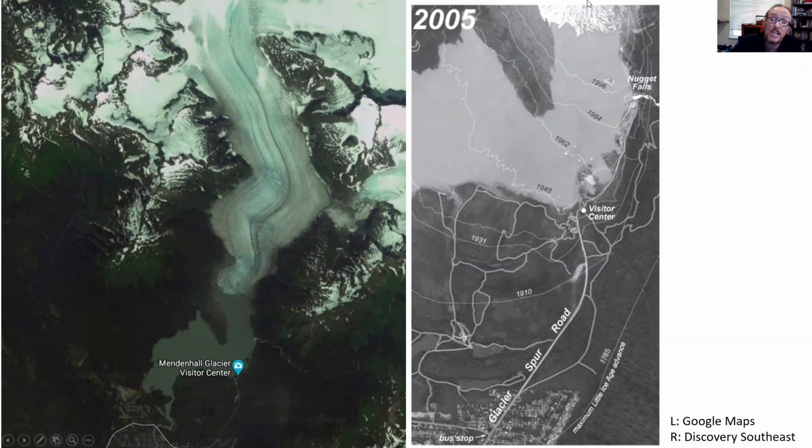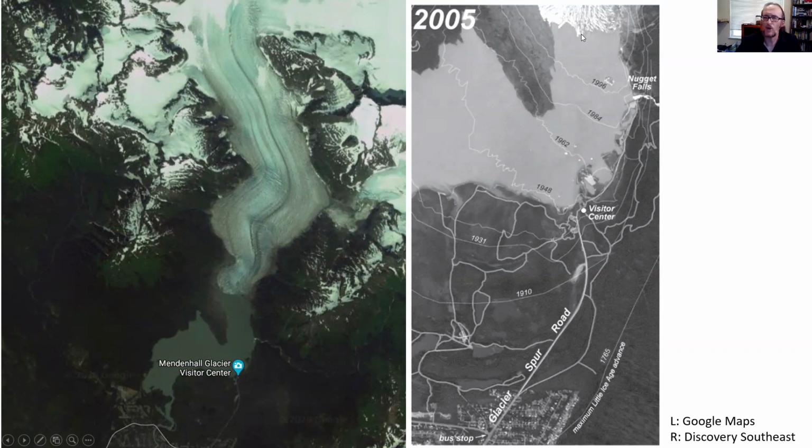And it has receded much farther beyond this since 2005, in the last 15 years. This visitor center was built here to be as close to the toe of the glacier as possible. Now it's retreated, so it isn't as accessible as it once was. And that could hurt, if nothing else, tourism. Does that make sense? Because think about it. We are now seeing a vanishing commodity.